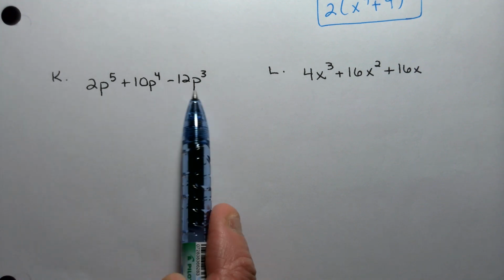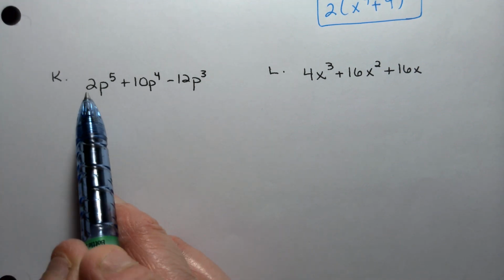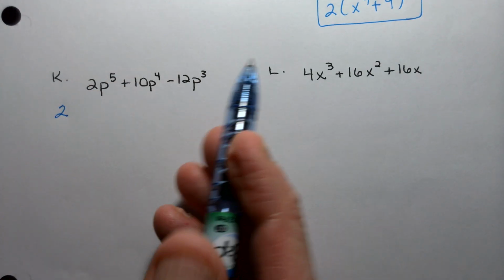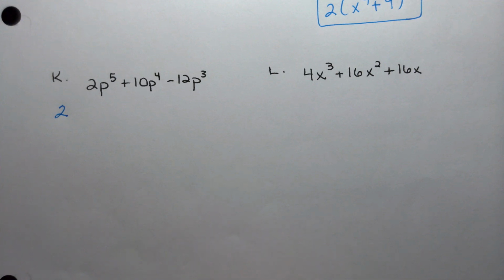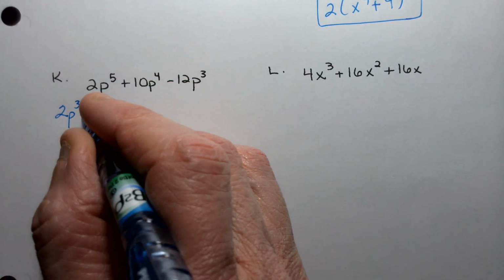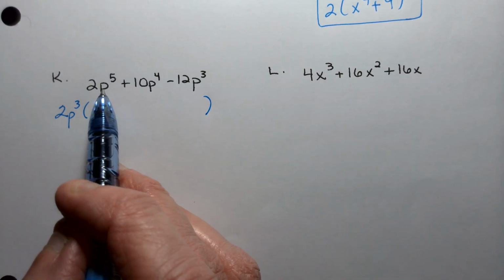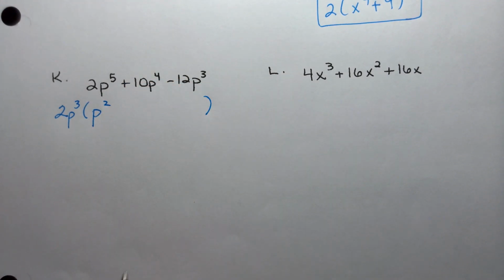Again, when we look at these, we see 3 terms. We try GCF right off the bat. 2, 10, and 12. Yep, we can take a 2 out. P to the 5th, P to the 4th, and P to the 3rd. What can we take out there? That's right, we can take out a P to the 3rd. Now, divide 2 out, and that's gone. But if it's P to the 5th, and I took 3 out front, then I have P to the 2 there. Okay?